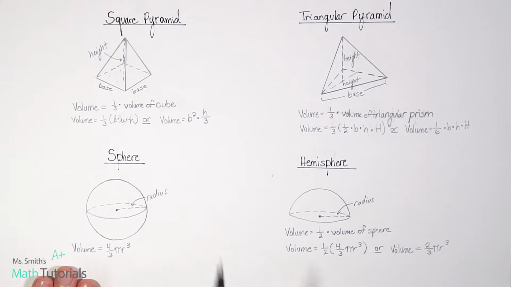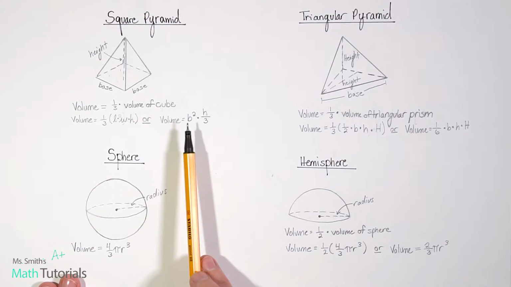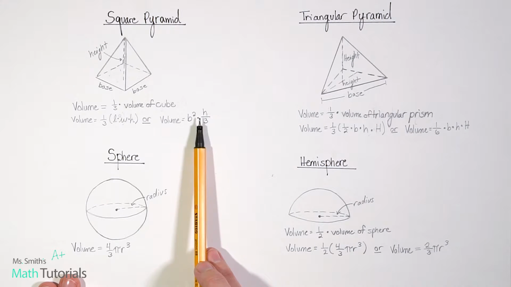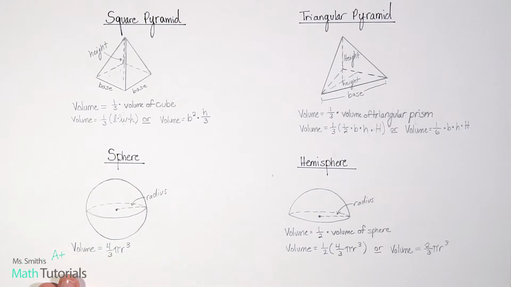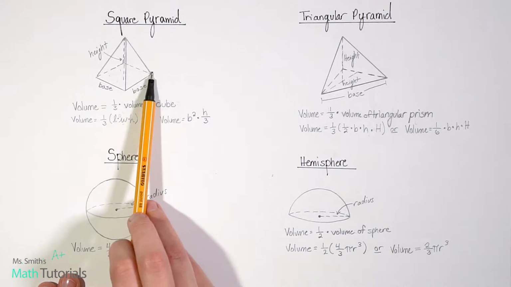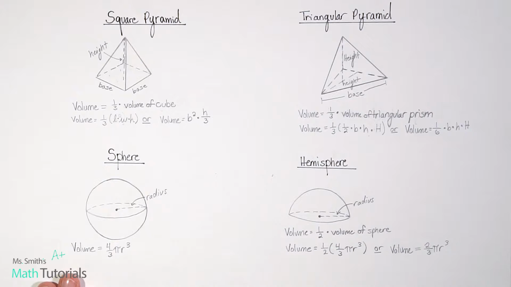Now, it's important to note, and it kind of goes back to that, some teachers really don't like using length times width times height with a cube. They're like, no, you should know that all the sides are the same, so we just call it b squared times height over 3, okay? So basically, they're just recognizing that these bases are the same length. Okay, so just keep that in mind.